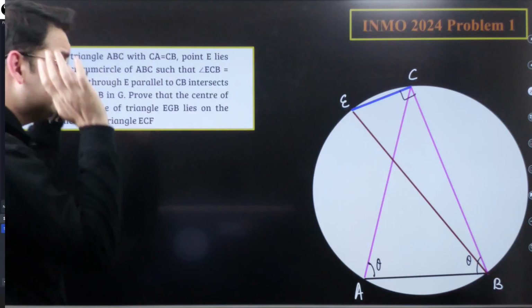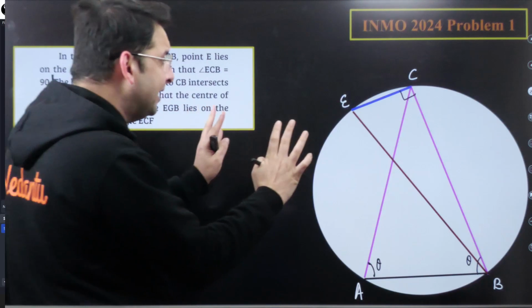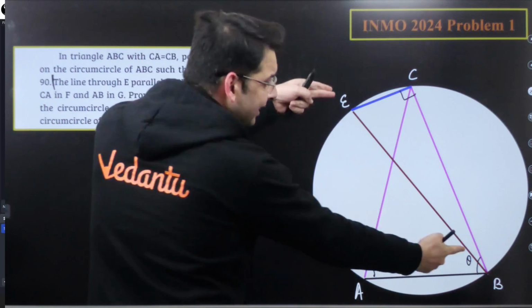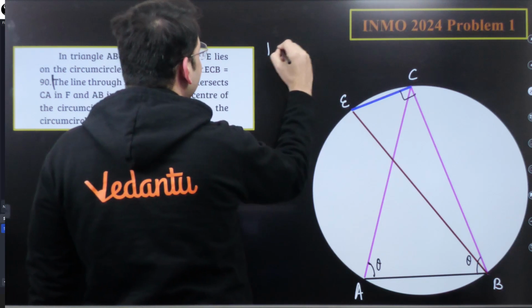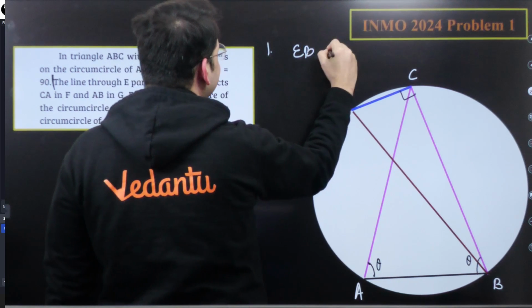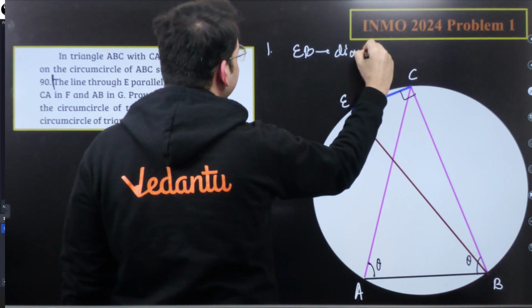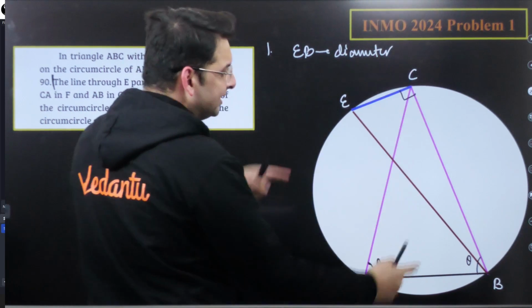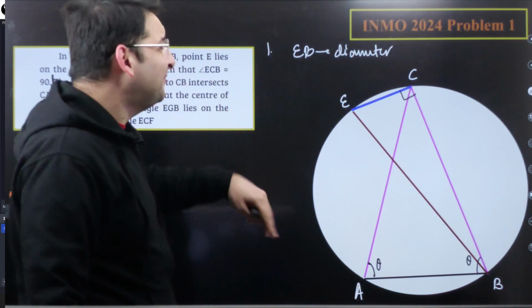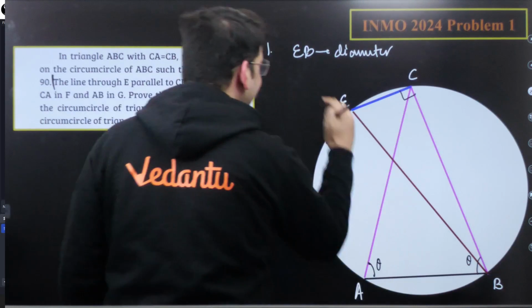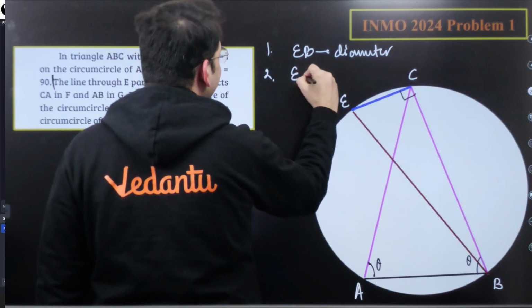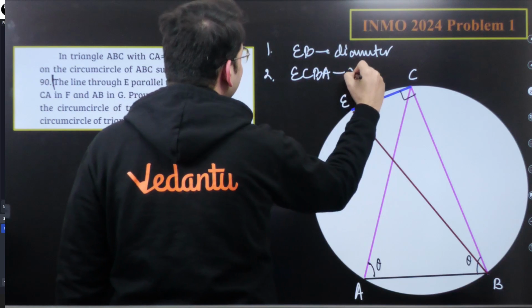So what are the implications at this point of time? I can clearly see that EB is the diameter. So what are the things? One is EB is the diameter, because the angle in a semicircle is 90 degrees. So again, if I have to use it, I can always use it. Clearly ECBA are cyclic. ECBA are cyclic points.